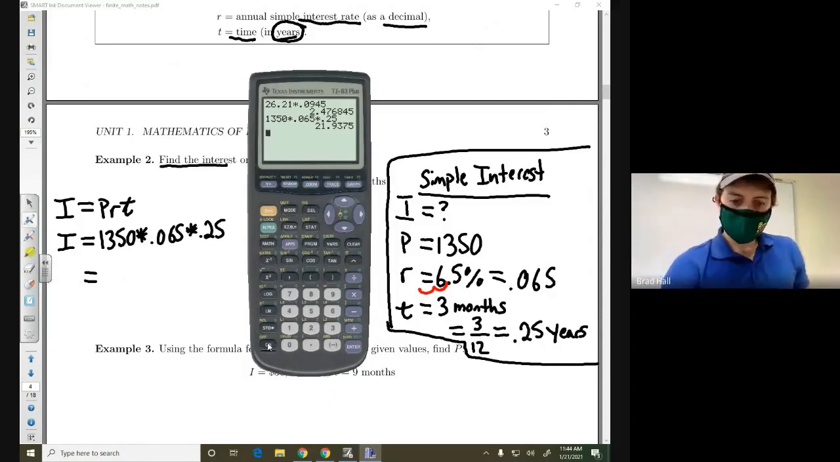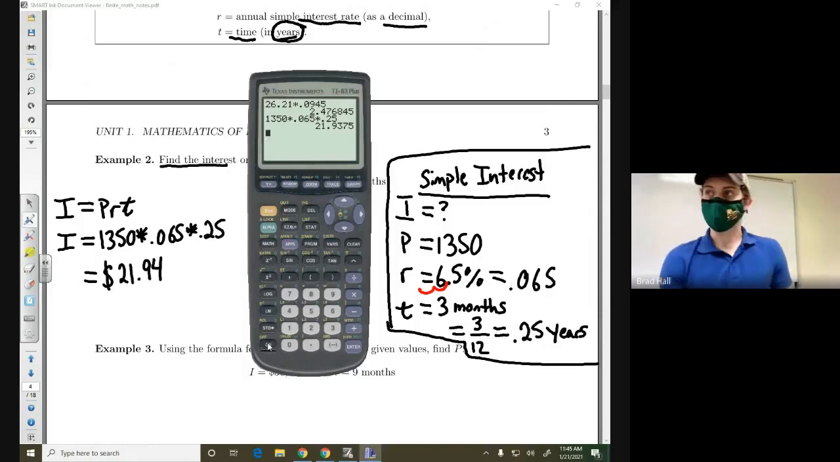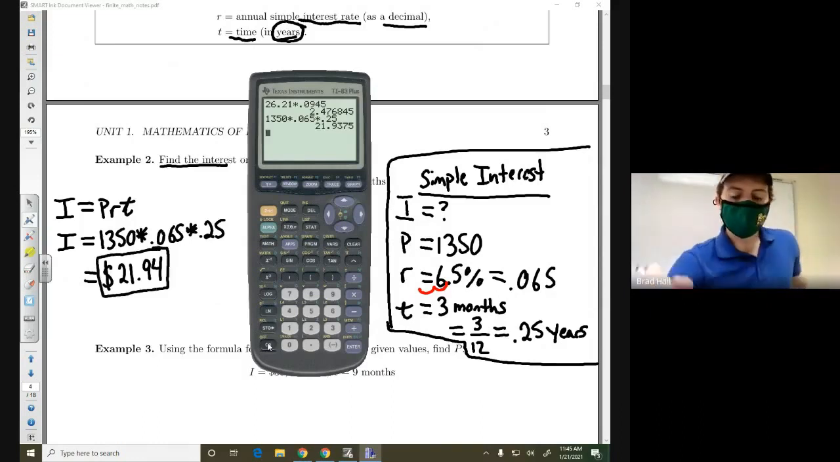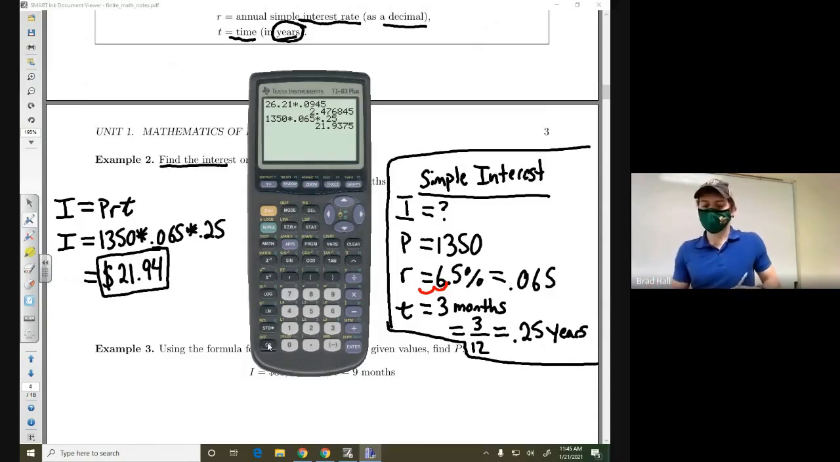The interest is a fee, so this is money. Naturally, I'm going to round to the nearest cent, unless the problem tells me otherwise. This is $21.94. The 7 bumps the 3 up to a 4 for that second decimal place. And so that would be the fee. So if you borrow $1,350, according to the premise of this deal, you pay a fee of $21.94, which really isn't too bad. It's not really that bad at all.